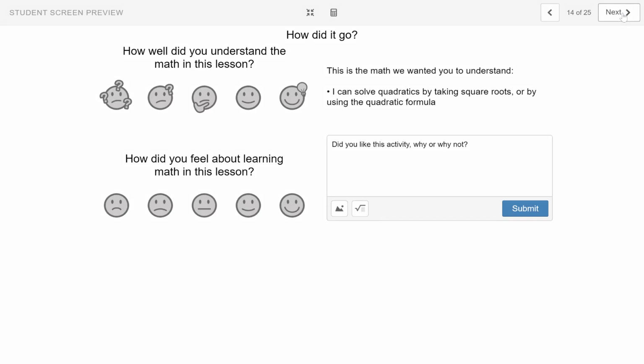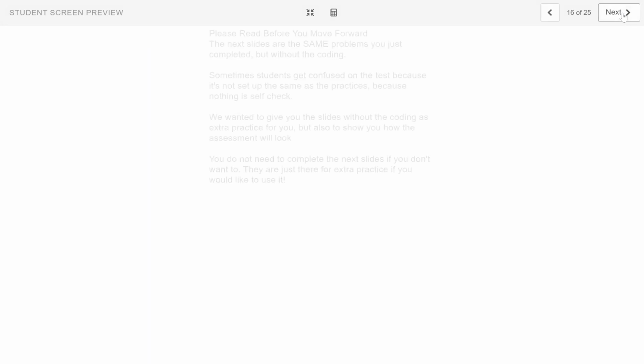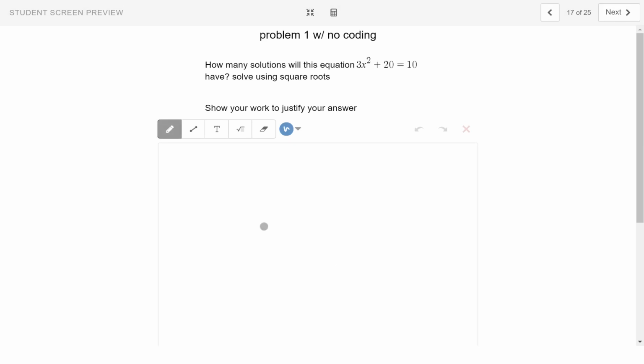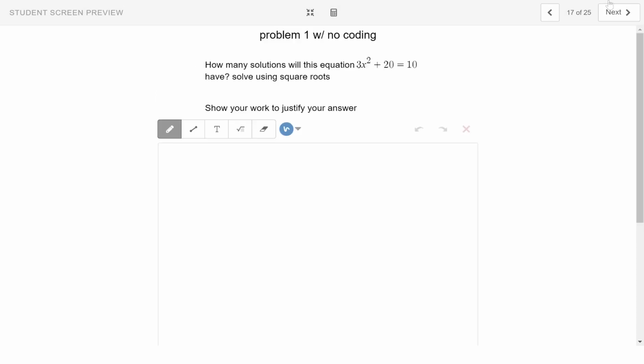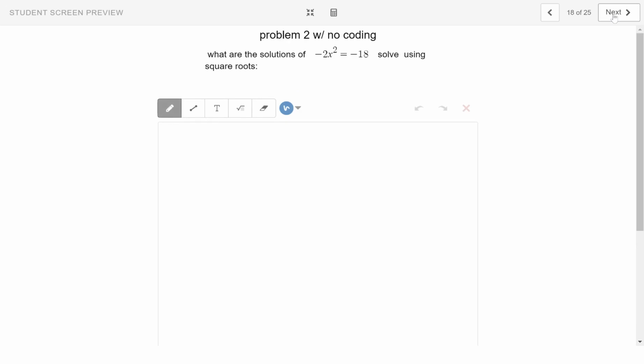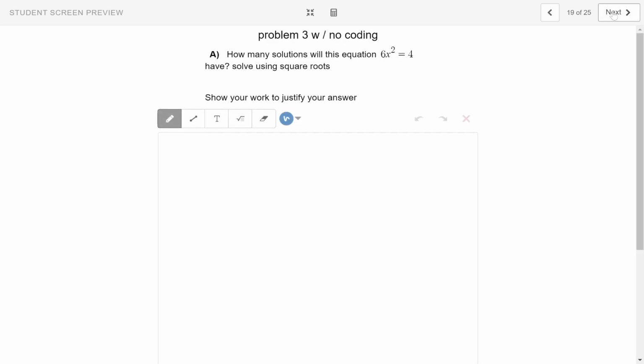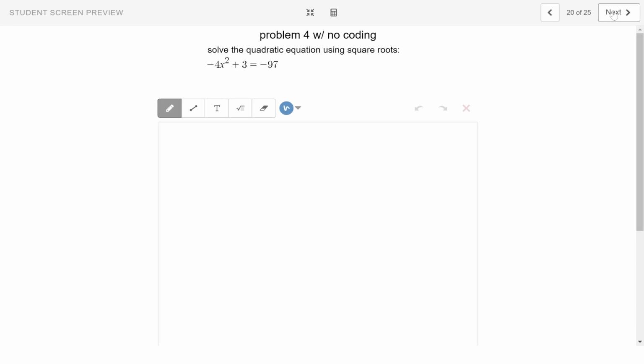All right, now, why are there so many slides? It's because if you wanted practice with a blank screen that has no coding, you can do that, okay? So this is just extra practice. Like if you were in a classroom and you came to me and said, can I please have a worksheet that's blank so I can work on it on my own? That's all this is.